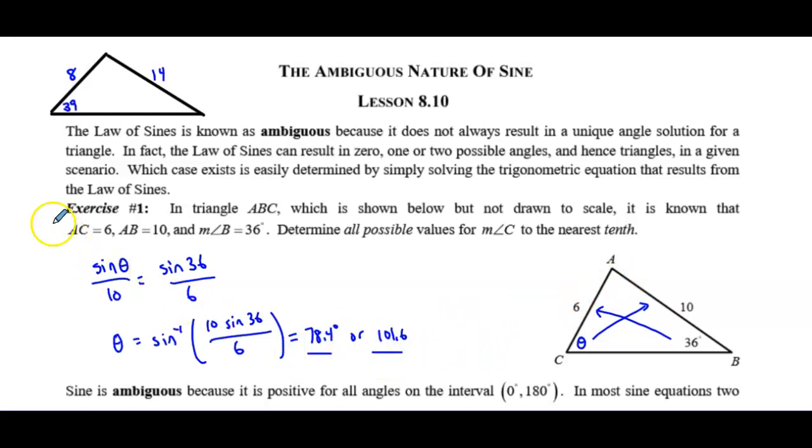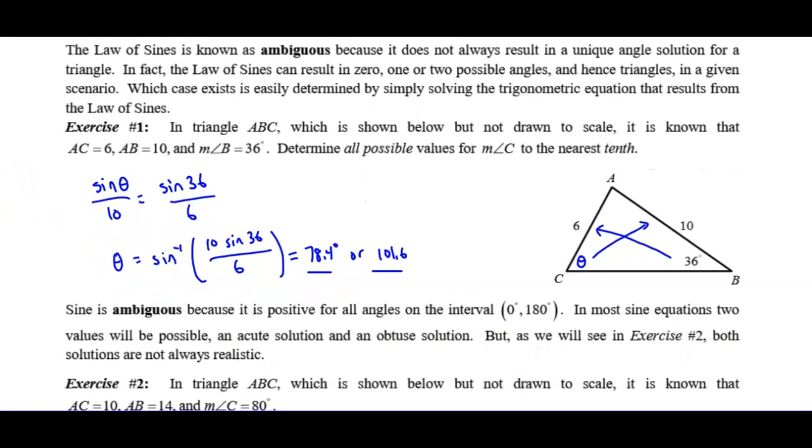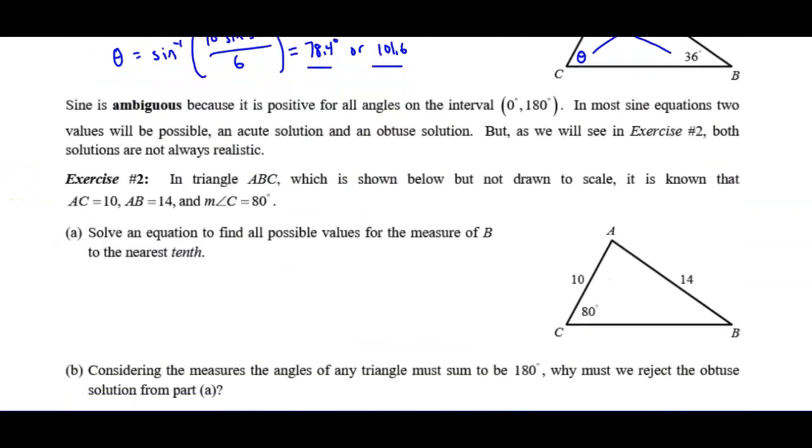Now, sine is ambiguous because it's positive for all angles on the interval from 0 to 180. You'll get more on that in pre-calculus; I don't want to get too far into that now. But in most sine equations, two values will be possible: an acute version and an obtuse version. But once in a while, we'll get a situation where we don't get two solutions. So let's go through one of those.